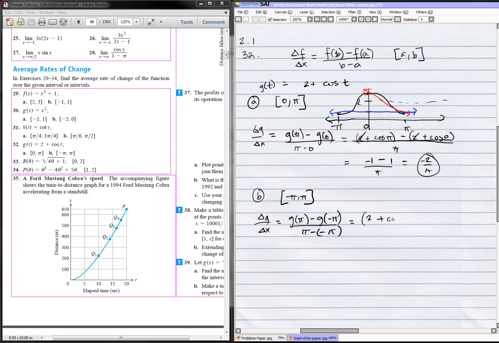You've got 2 plus cosine of pi minus 2 plus cosine of negative pi, all over pi minus negative pi, which is 2 pi. Again, the 2's are going to cancel out, leaving us to deal with just cosine of pi, which is negative 1, and cosine of negative pi, which is also negative 1, all over 2 pi. So we've got negative 1 minus negative 1, which is negative 1 plus 1, all over 2 pi, which is just 0 all over 2 pi, which of course is 0. And so our initial hypothesis is correct.